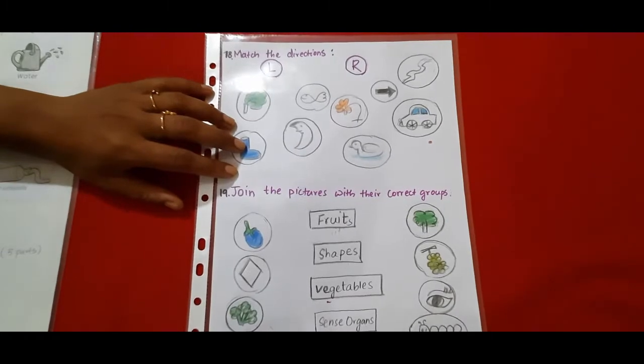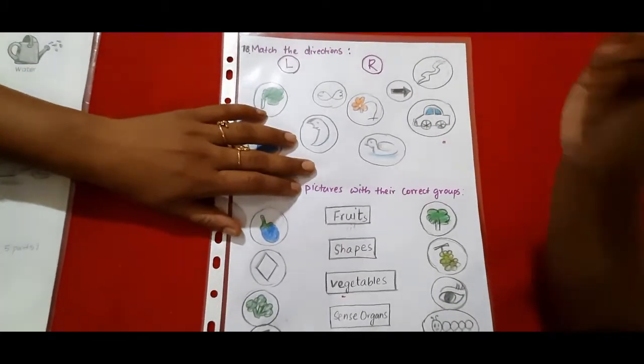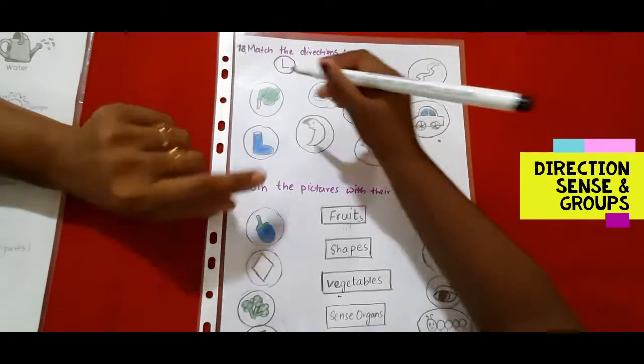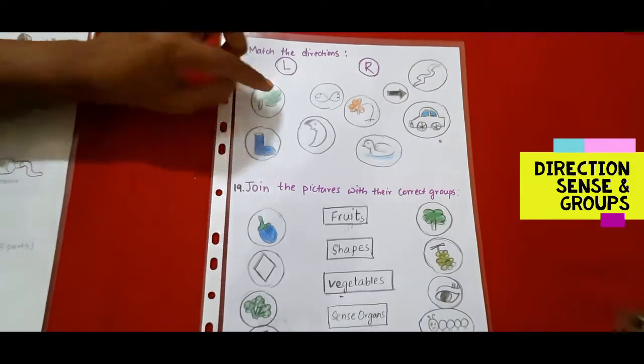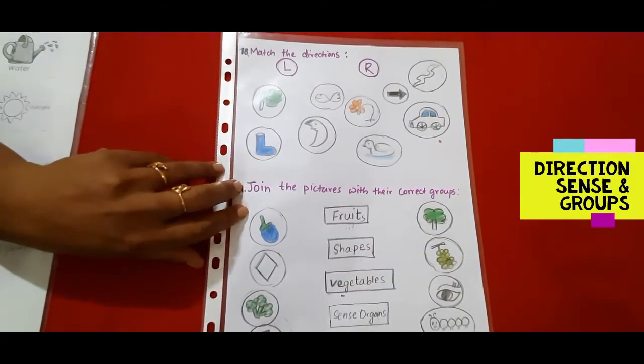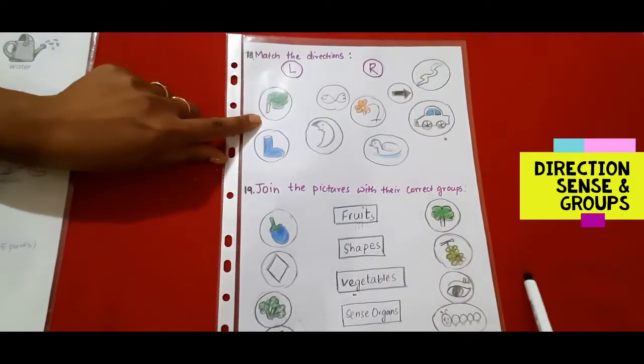So here, in number 18, is the left and right direction activity, for making the child more fluent with directions. I have just made this one. The tree. Which side is the tree bending? Left side? Which side is this? Put both your hands first.